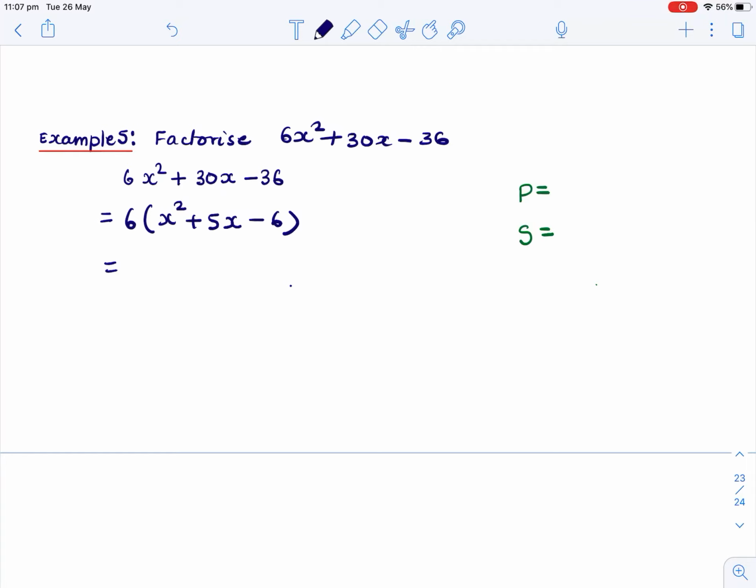So now this is a monic quadratic trinomial inside the parenthesis, and it's simple to factorize. So product minus 6, sum 5, and when you multiply 6 with negative 1, that gives you negative 6. And when you add together, you get 5. So that's a one step process. So 6 times x plus 6 and x minus 1.